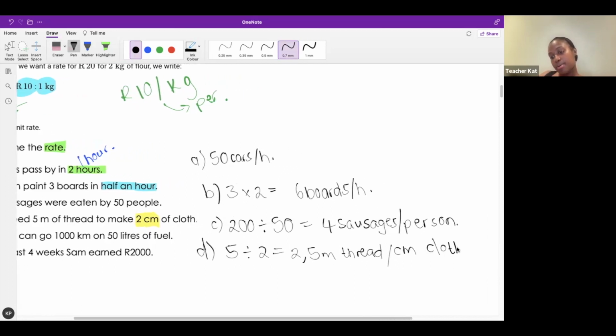Nice, guys. Remember, rates can be in 2 different units. Well, that's what a rate is. And we are allowed to have commas in rates because meters, this is a measurement, right? Is it possible to measure 0,5 of a cloth? Is it possible to measure 0,5 of anything? If I say something is 0,5 meters long, is it possible to measure it? Think carefully.